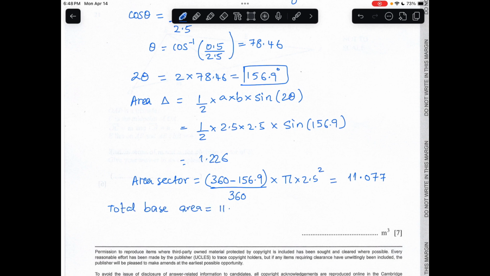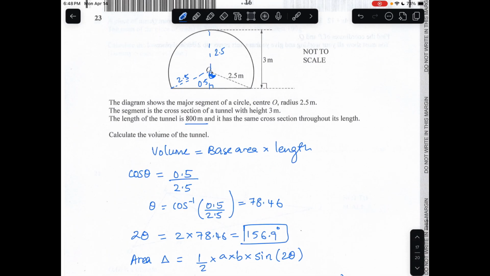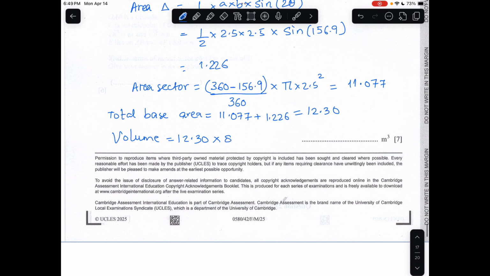So the total base area is going to be 11.077 plus 1.226, which is 12.30. Hence, the volume is going to be the base area times the length, which is 800 meters. So times 800, this is going to be 9,840 meter cube.